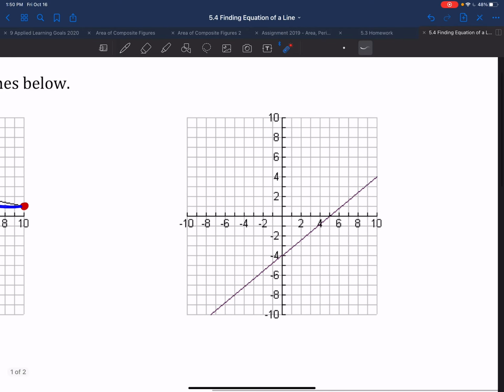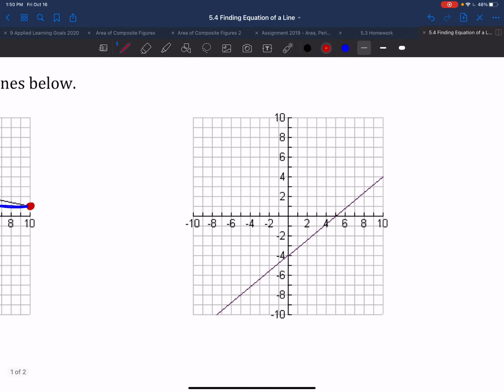So if we do the same thing over here, and I'd pick any other point I want as long as I know what the coordinates are. So this point works. It's the x-intercept. So the rise is 4. The run is 5, right? It goes up 4, to the right 5. So that makes the slope 4 over 5, and it's going up. So that means it's positive.